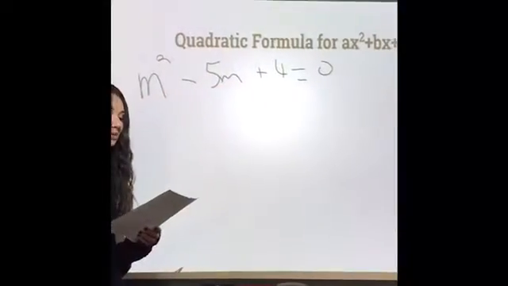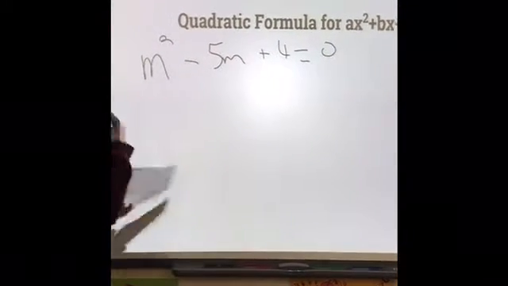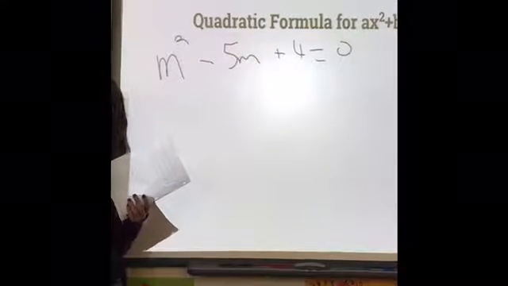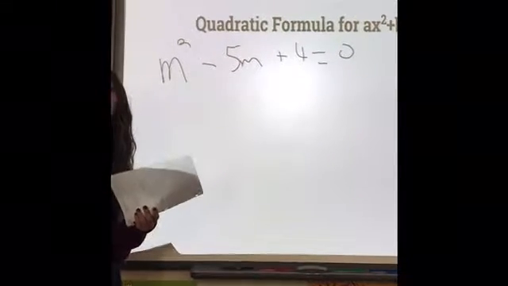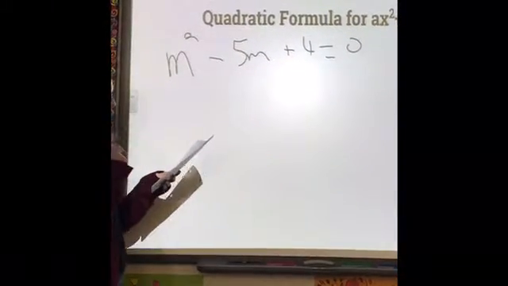Solving the form ax squared plus bx plus c equals 0 using the quadratic formula. Okay, so we know that the quadratic formula is negative b plus or minus square root b squared minus 4ac all over 2a. So here's our example problem, m squared minus 5m plus 4 equals 0.